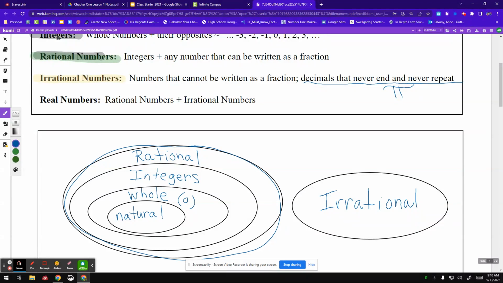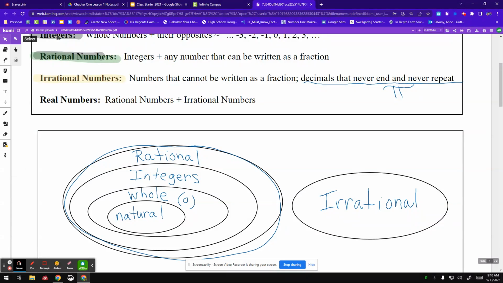But pi is irrational. It never ends and it never repeats. This poster keeps going all the way over there. What's pi used for? It's used in circles and calculating area of circles and circumference of circles and circular stuff. Everything to do with circles.